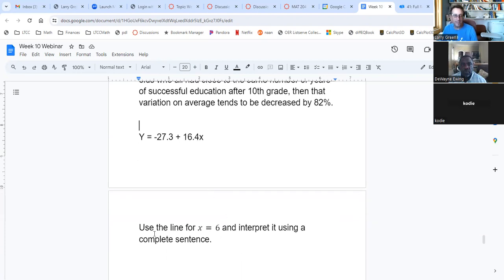So if we want to use the line for x equals 6, interpret it using a complete sentence. So if someone has 6 years of education, which is typically a 4-year college degree after 10th grade, right? It's 6 years of education. Then how do we interpret it?